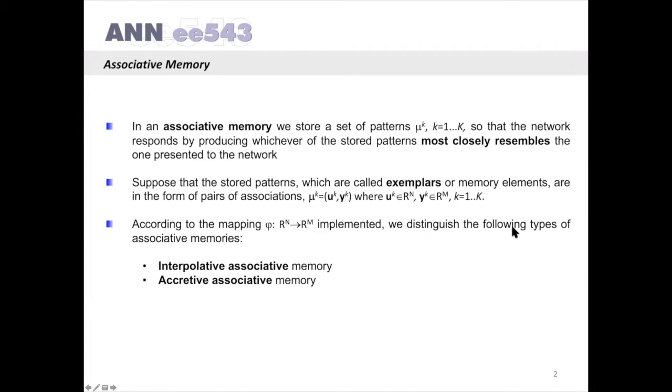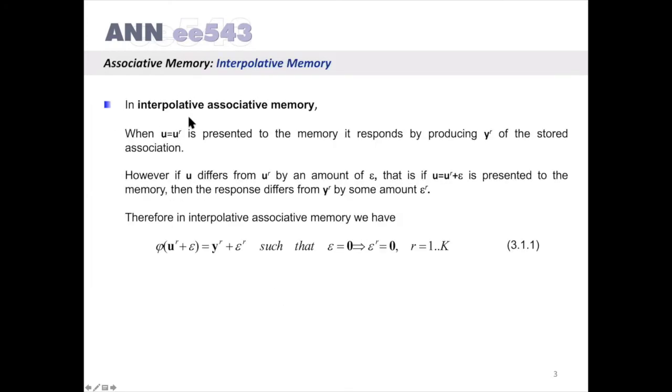We distinguish the following types of associative memories: interpolative associative memory and accretive associative memory. In interpolative associative memory, when U is equal to UR, that is, UR is one of the U patterns in the association, if this is presented to the memory, it responds by producing YR of the stored association. However, if U differs from UR by an amount epsilon, that is, U is equal to UR plus epsilon, then the response differs from YR by some amount epsilon R.